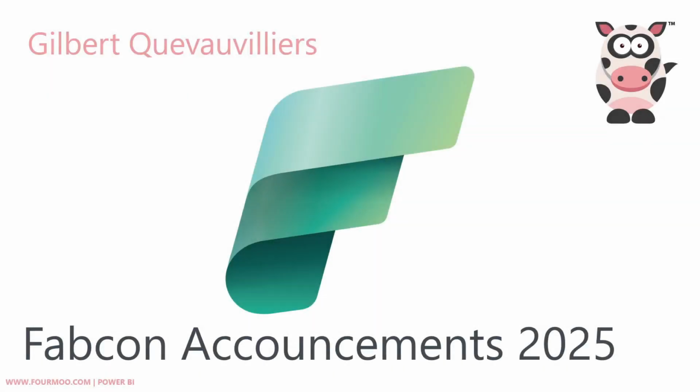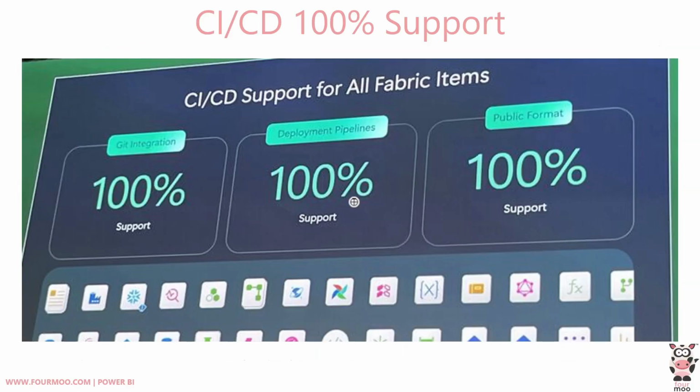Okay, so let's get into the Fabric announcements first. The first thing that I'll cover is there is now 100% support for CI/CD across all the Fabric items. This is great because it allows for version control and deployments across all the items. I really recommend people do this, even for a smaller environment, because at least you can roll back and roll forward changes. Sometimes a mistake is made, and it's much easier to roll back a piece of code than to have to do it all over again.